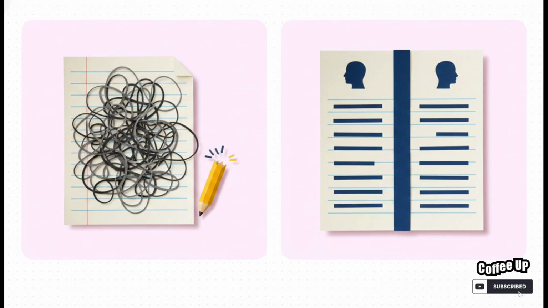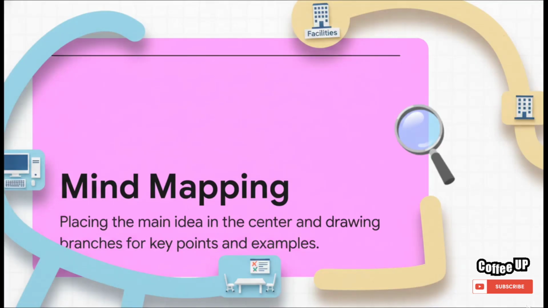Now, another totally game-changing technique is mind mapping. Instead of writing linear lists, try placing the main idea right in the center of your page and drawing branches for key points and then sub-branches for examples. This really helps you structure visual ideas super quickly without getting lost in the rapid pace of the recording. So when the speaker moves from talking about facilities and branches off into computers and meeting rooms, your notes just naturally follow that spatial relationship.